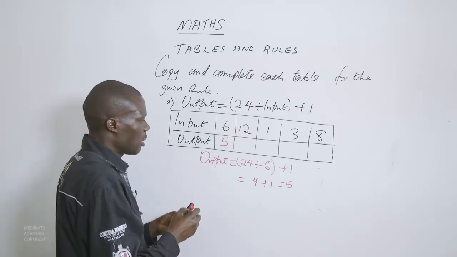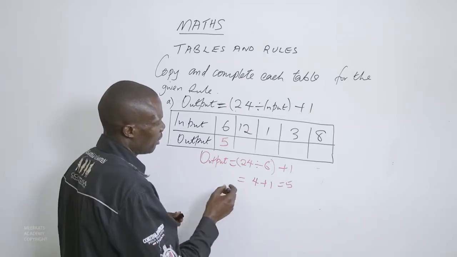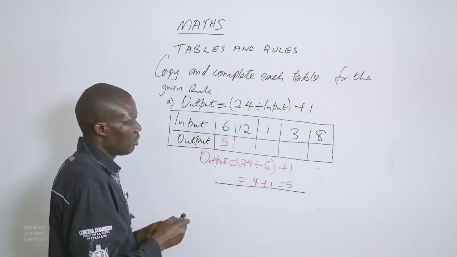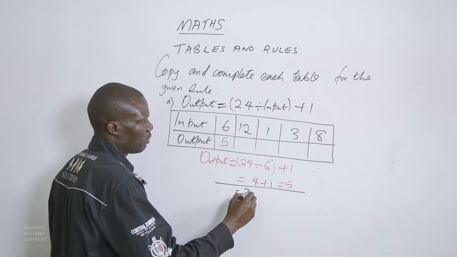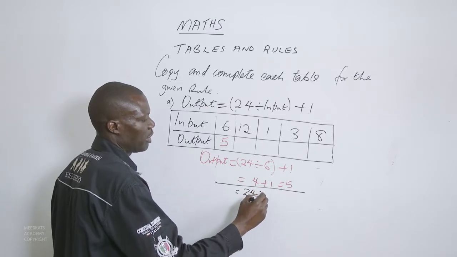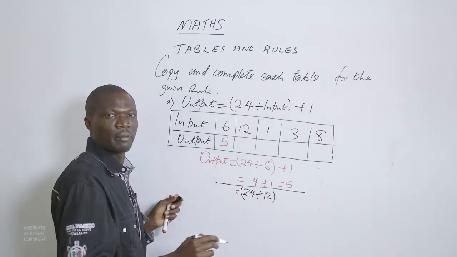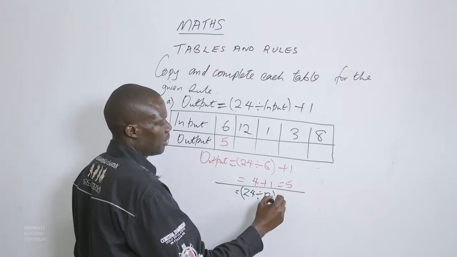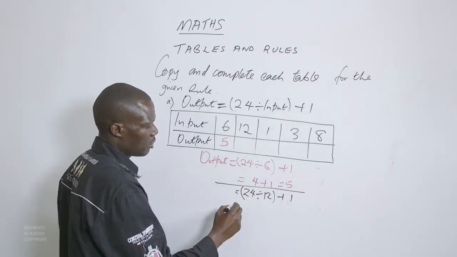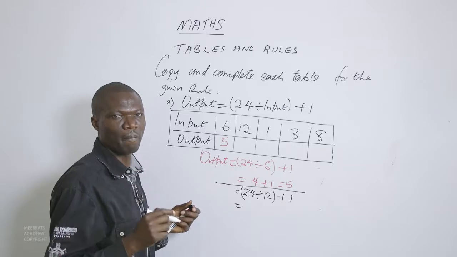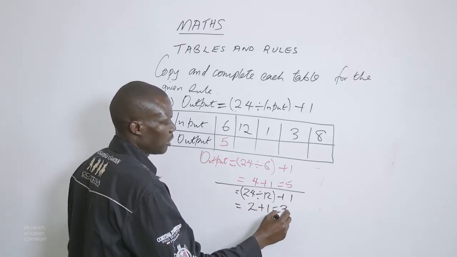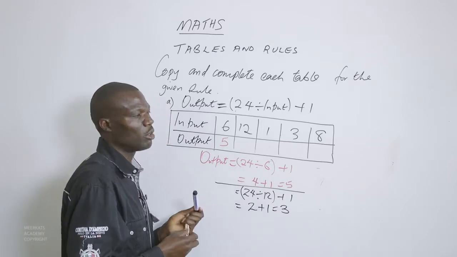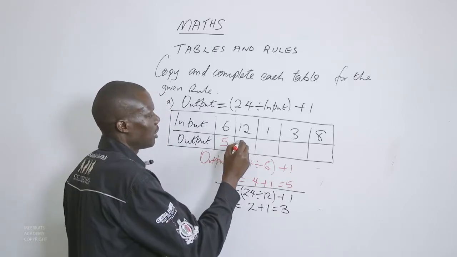We can look at the second variable. Output is 24 divided by the input, which is 12, and then we add 1. This one becomes 24 divided by 12 is 2, plus 1, this gives us 3. So we can comfortably fill the content as 3.